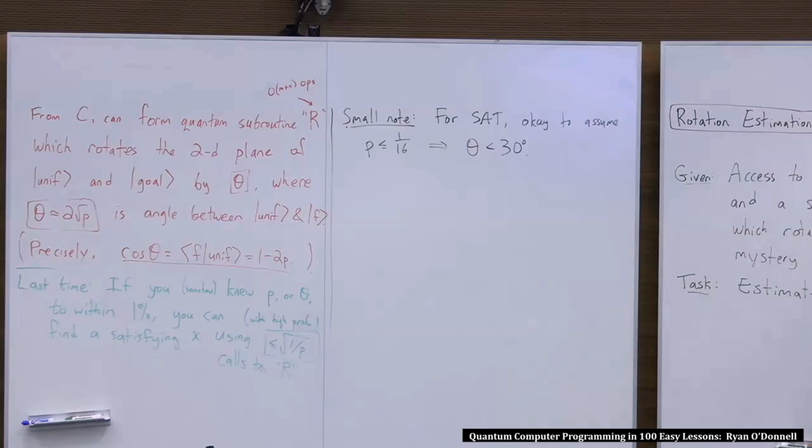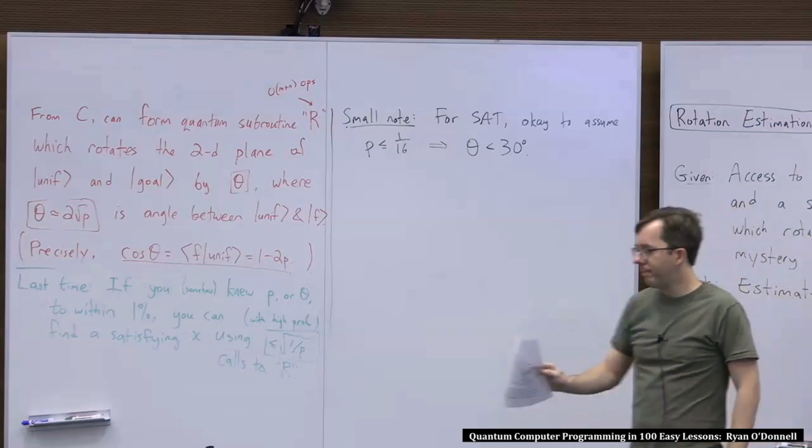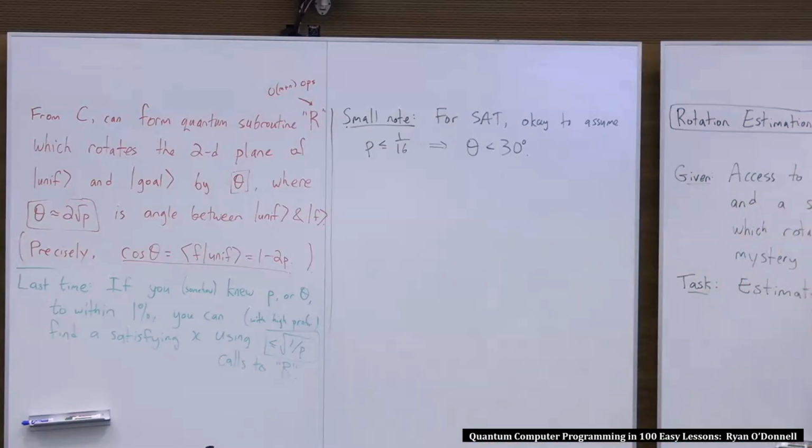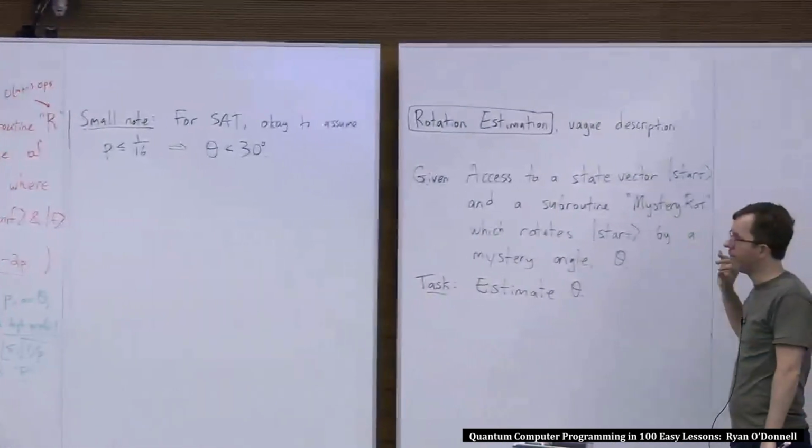Okay, so it'll be a little bit simpler for us if we assume, in this rotation estimation problem, that the angle you're trying to estimate is between 0 and 30 degrees. It will be helpful now to think about the simplest possible setting for this rotation estimation problem.